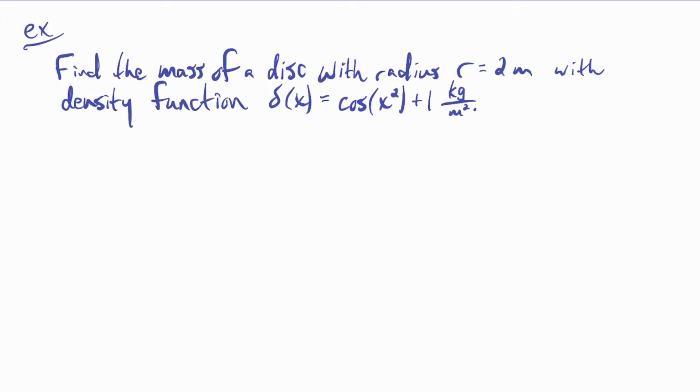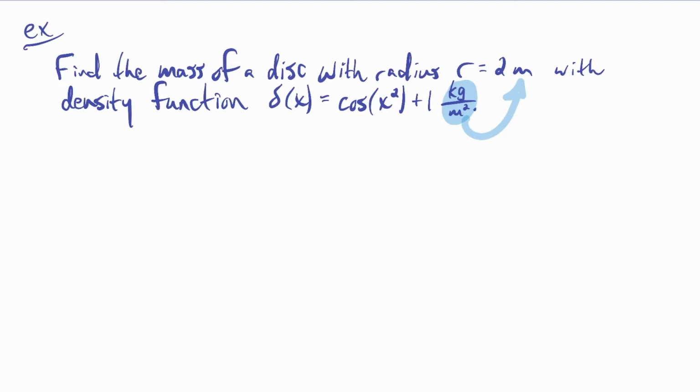Okay, let's do another example, find the mass of a disk with a variable density. So let's say the radius again is, well, 2 meters this time. So the radius is 2 meters with density function delta of x equals cosine x squared plus 1 kilograms per meter cubed. So different units. I'm just making sure that I'm matching the units in my density function with the units in the radius that I'm given.